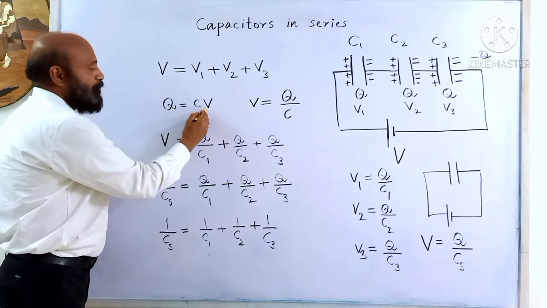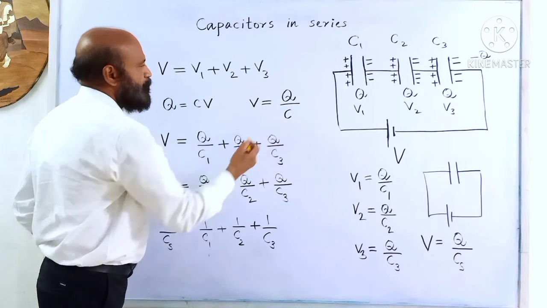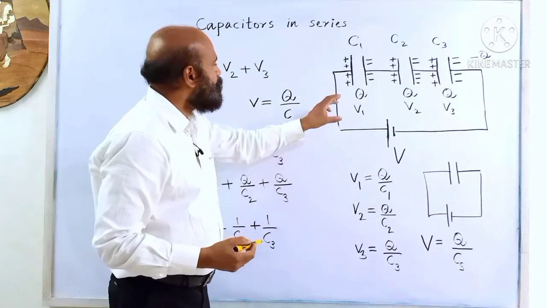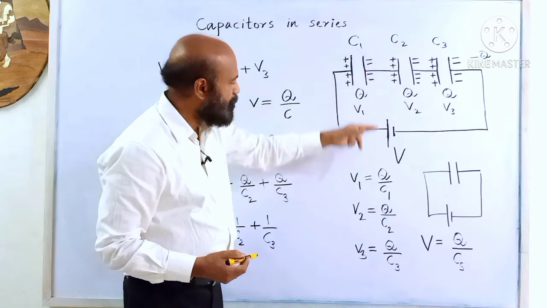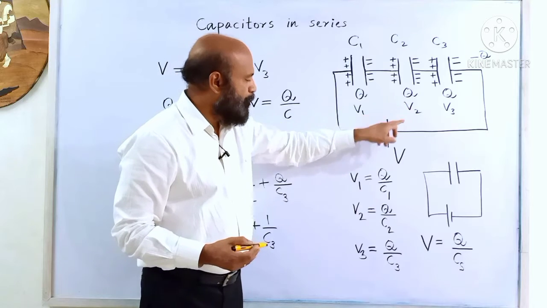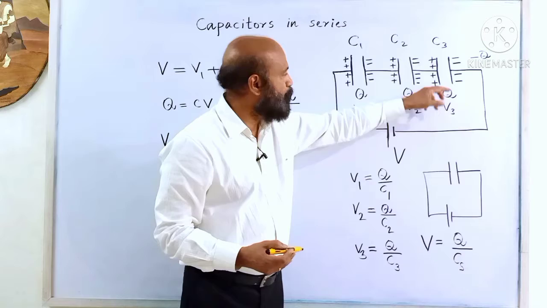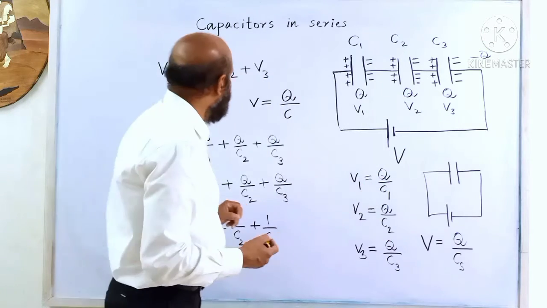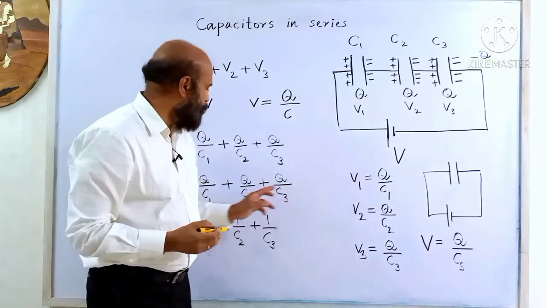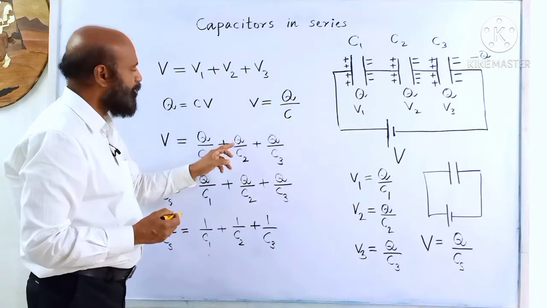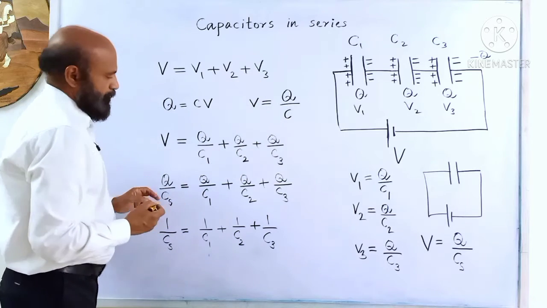Then Q is equal to CV, so V can be written as Q by C. So V1 can be written as Q by C1. Similarly, V2 is Q by C2, and V3 is Q by C3. So V is equal to, instead of V1, we can write Q by C1, instead of V2 we can write Q by C2, and instead of V3 we can write Q by C3.